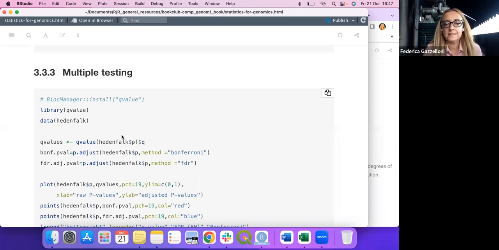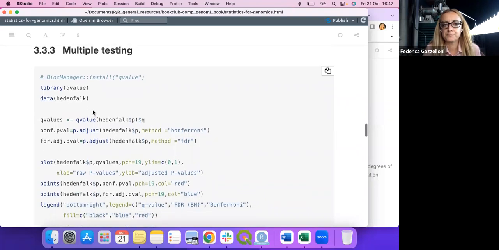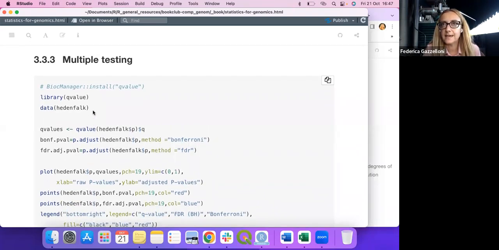So in order to do this, when the number grows, there are some adjustments called Bonferroni and others.